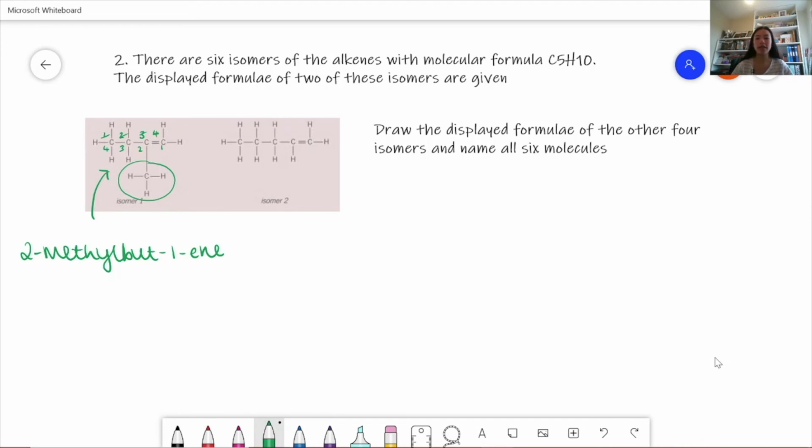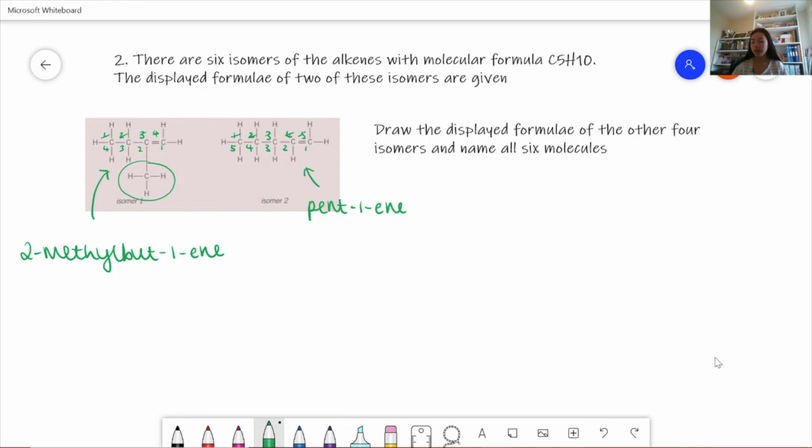And then for this second one, we have the longest chain, which is 5. So we can label them 1, 2, 3, 4, and 5, or the other way around. And so this becomes pent-1-ene because we've got 5 carbons in the longest chain and we don't have any branches. So it's just a simple pent-1-ene. So now we have to think of the other isomers of these two molecules.